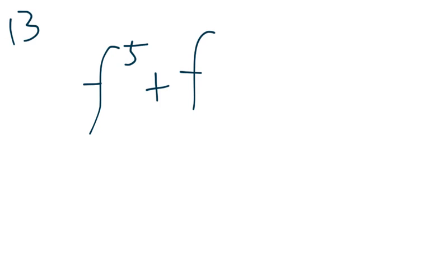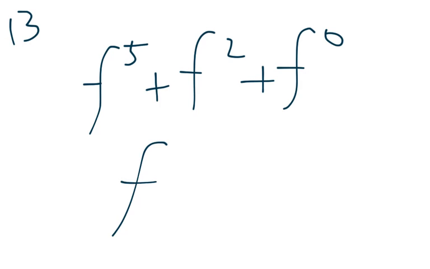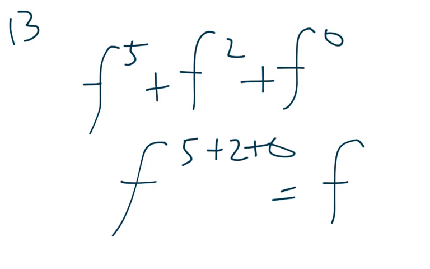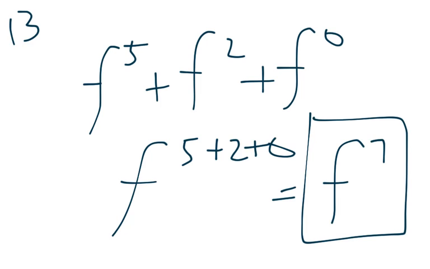Number 13, we have f to the 5th times f squared times f to the 0. So what we can do is just have f to the 5 plus 2 plus 0 power. And 5 plus 2 plus 0 is f to the 7th. And this is our answer for number 13.